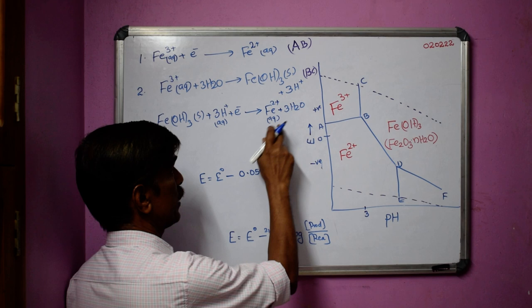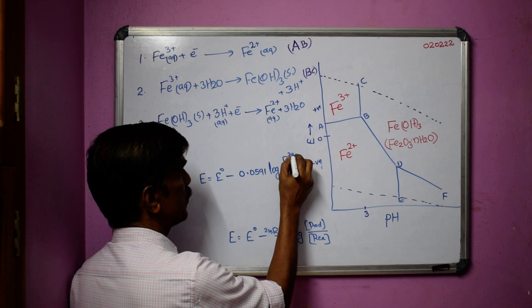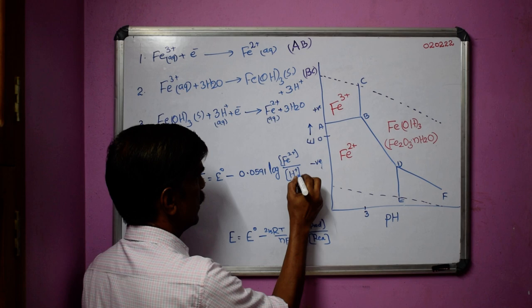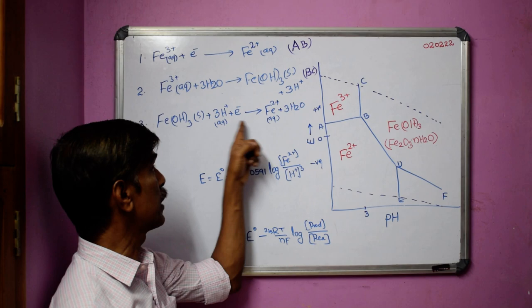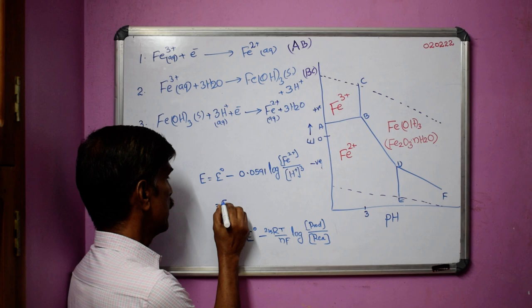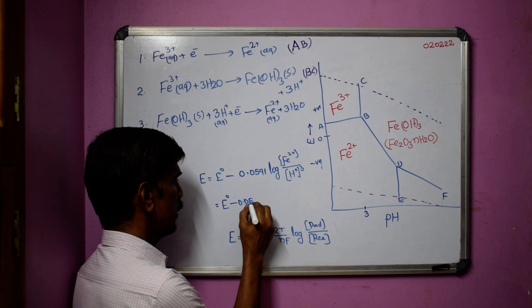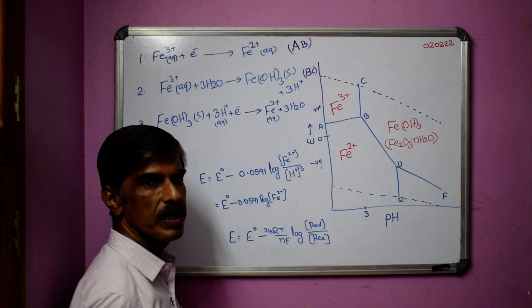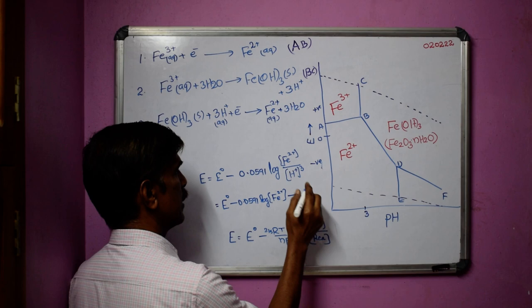So E is equal to E0 minus 0.0591 log of the activity of Fe2+ divided by the activity of the protons, raised to the power 3 because there are three H+. That is the Nernst equation applicable to this reaction. The molar concentration is the activity of Fe2+.